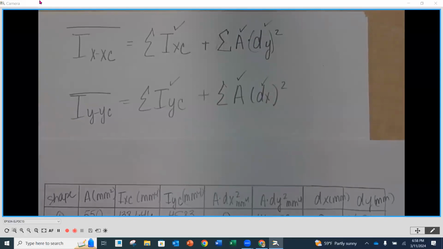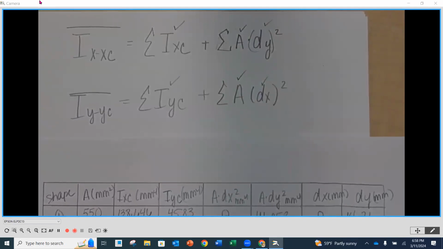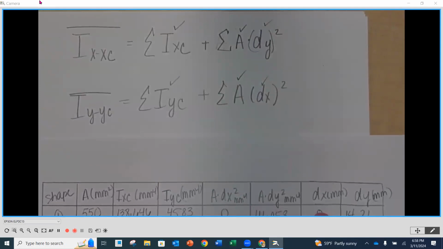So first is going to be your shape in your first column. Then I put the area first. The moment of inertia times the x centroidal axis times the y centroidal axis. And then the a times the dx squared, the a times the dy squared, and then the dx and the dy. I kind of added them at the end. These can go really in any order, honestly. The order isn't important. It's just that we tabulate everything.